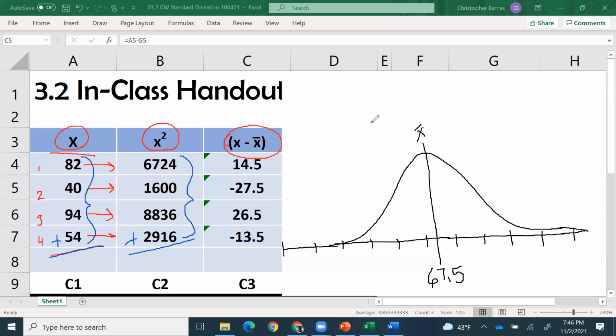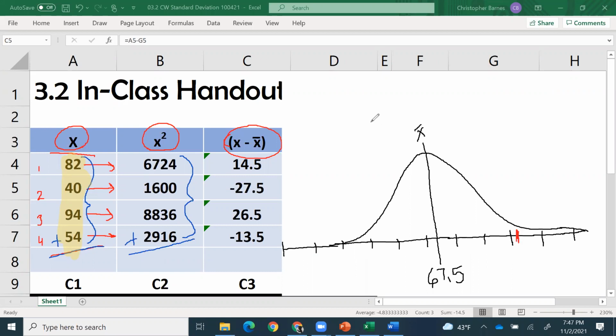Now, what I want to show you is how each of these values in this original array is represented and how they relate to the mean. So what I'm going to do is put them on this chart. The first value is 82. So this is 65, 70, 75, 80. 82 would probably be right here. We're going to make that red.